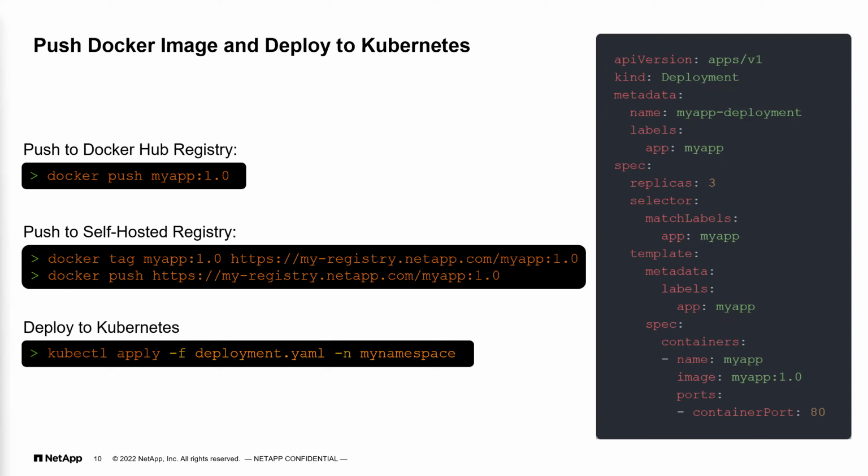If I wanted to, let's say, change it to 5 replicas, I just have to update this manifest to show 5 and then rerun this apply command, and Kubernetes will instantly spin up 2 more containers.